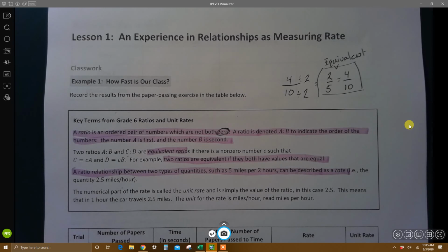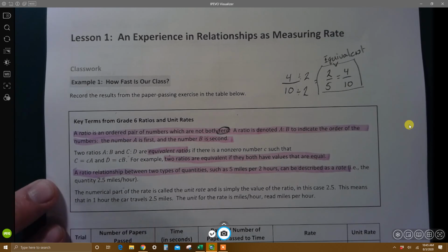Equivalent ratios. Now, the numerical part of the rate is called the unit rate, and is simply the value of the ratio.